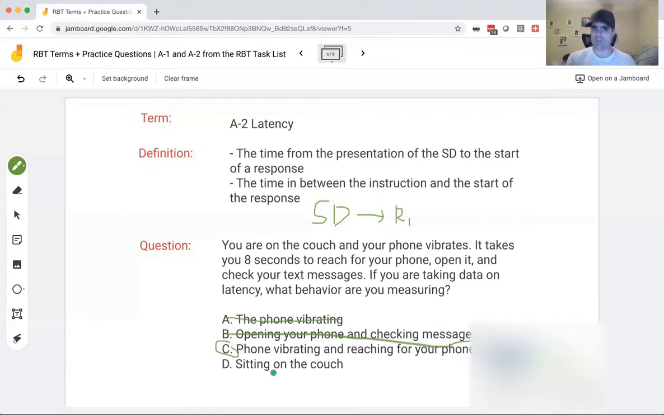And then D, sitting on the couch. Same thing as A. It's only one response, right? There's no latency involved. So tricky question, okay? Because you could measure latency between opening your phone and checking messages, but in this question, we only have a measurement for one thing, and that is phone vibrating and reaching for your phone. So read the question carefully. Make sure you answer the question.